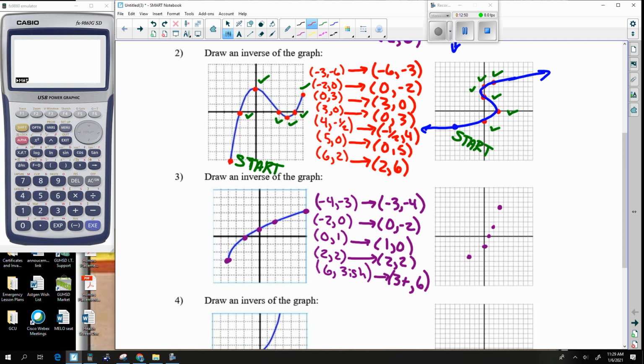And notice how this original had a hard start. Like it doesn't go through it. It has a hard start at that point. So make sure you progress from that dot directly and not go through it.